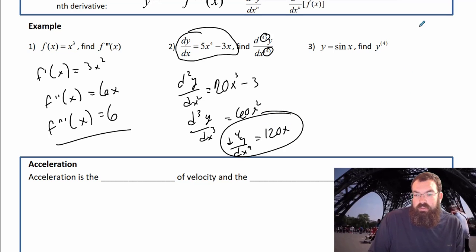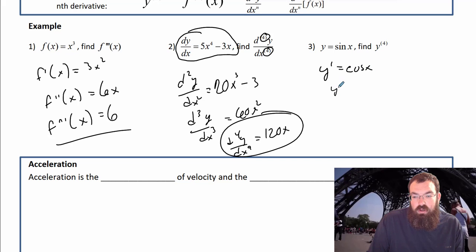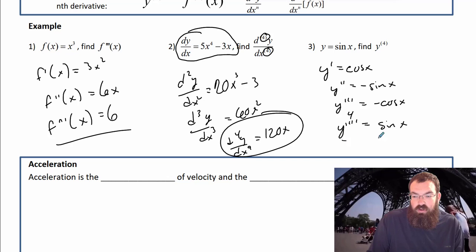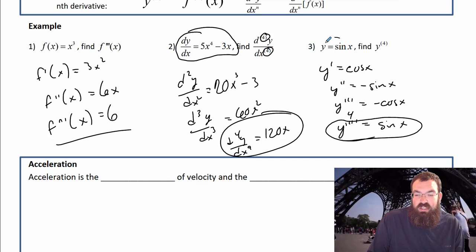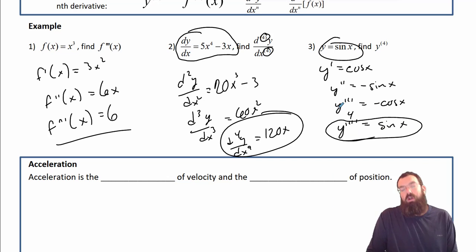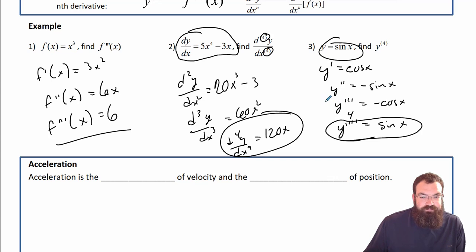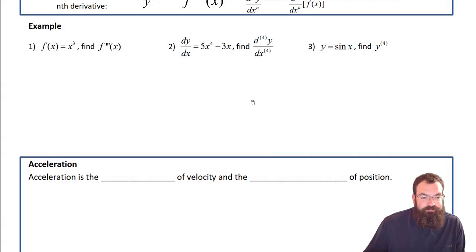Okay, this one here to the fourth, so this is just the original function. So y prime is equal to cosine of x, y double prime is equal to negative sine of x, y triple prime is equal to negative cosine of x, and then y to the fourth is equal to sine of x. So the fourth derivative is the same as the original function. Pretty awesome there. Okay, sweet.